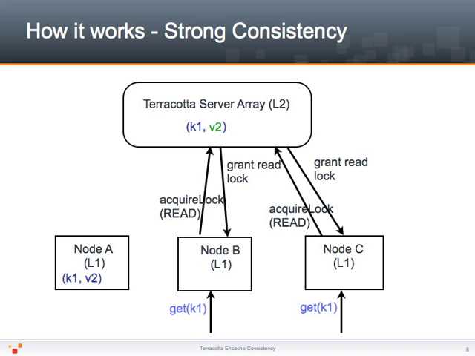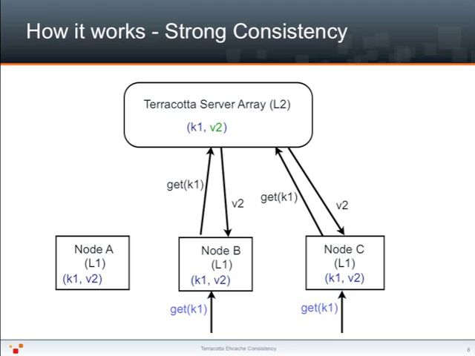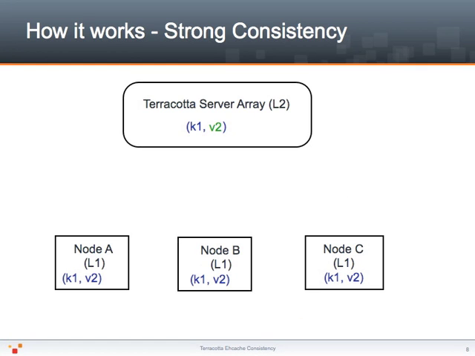Nodes B and C will then check their local cache to see if a mapping exists for the key K1. And since it doesn't exist, they're going to go to the server to fetch a value for key K1. They will get the updated value V2 for key K1 from the L2 and also update their local cache to contain the mapping K1 V2. At this stage, all the nodes A, B, and C have read locks for this key K1 and also have a mapping K1 V2 in their local cache.